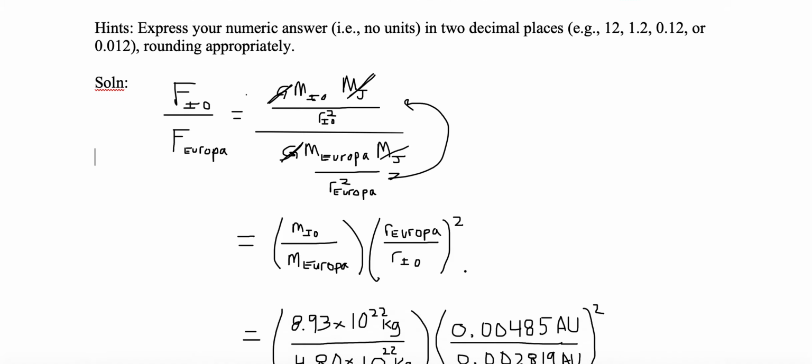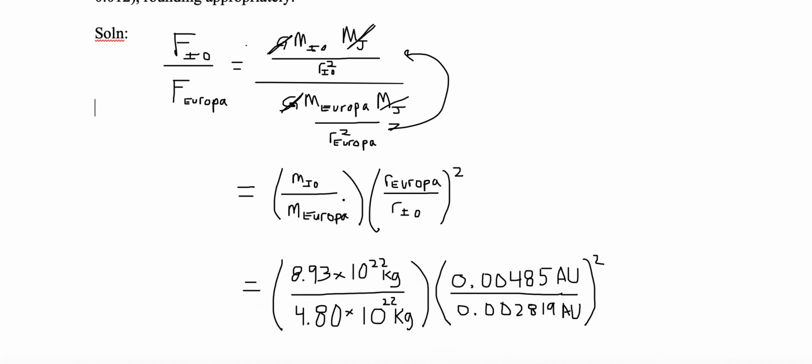Now we're just going to substitute in some values. The mass of Io is 8.93 times 10 to the 22 kilograms, divided by the mass of Europa, 4.80 times 10 to the 22 kilograms. And then we want to multiply that by 0.00485 AU, the separation distance of Europa to Jupiter, divided by 0.002819 AU, which is the separation distance of Io to Jupiter, squared.